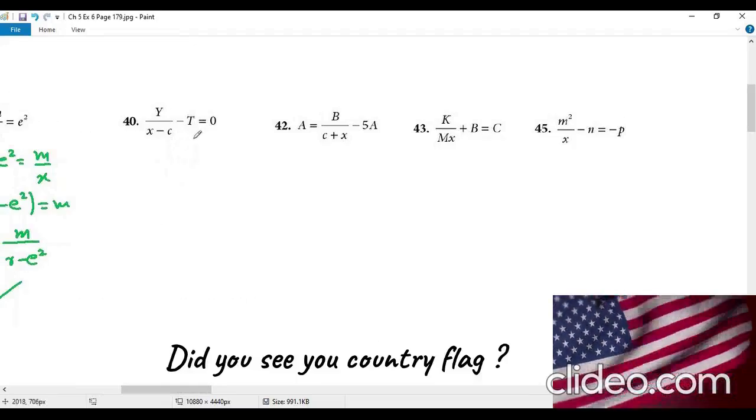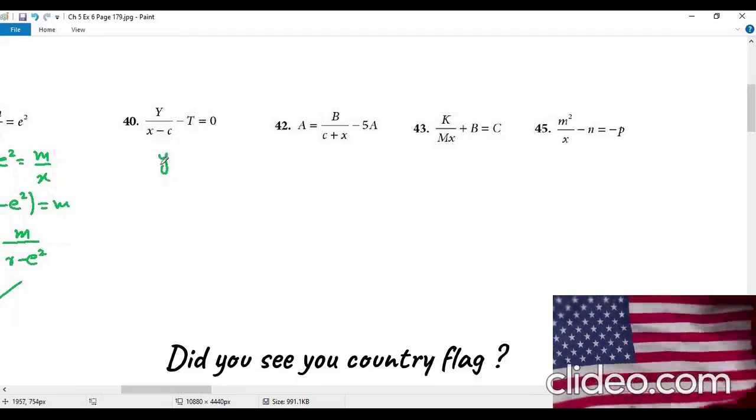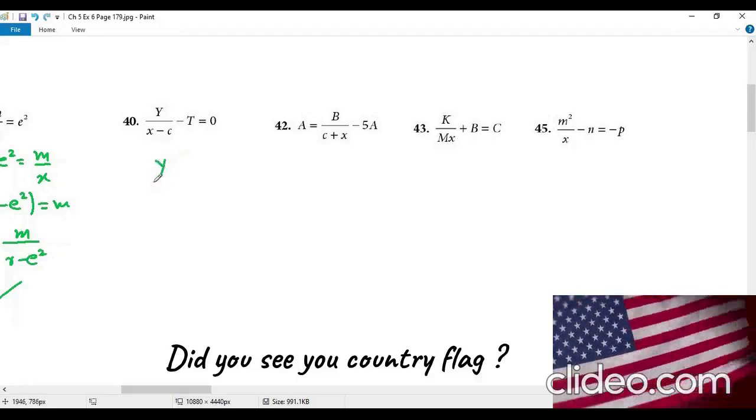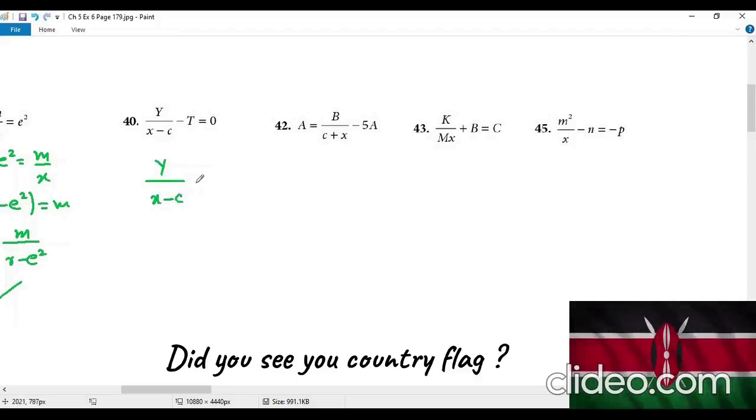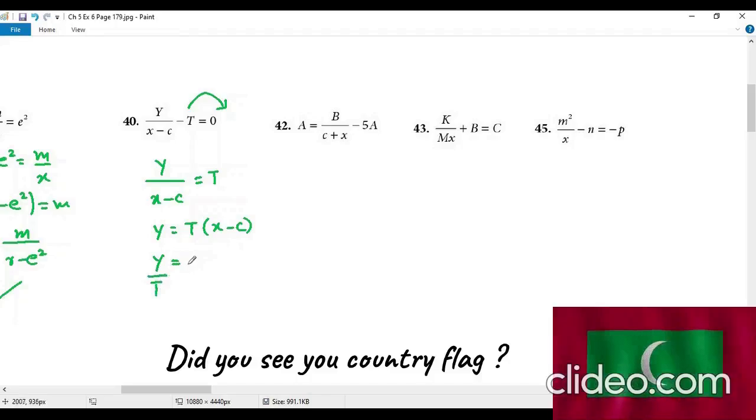Now in this question it says capital Y over x minus c equals t. I'm taking minus t on the other side and making a positive t. Now I am going to multiply t by x minus c because x minus c is dividing on this side, and this is going to give me a t down below and x minus c. That means y over t plus c equals x.